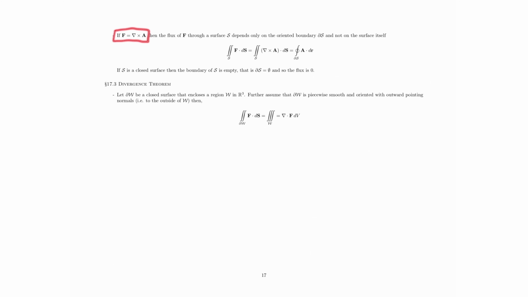This is a result that's similar to conservative vector fields. We don't say the term conservative here, but it's more or less that same idea. And that is, if your vector field we're supposed to be finding the flux of is actually the curl of some other vector field, then the flux of F doesn't actually depend on the surface itself. It only depends on the boundary of S, what its opening is like.